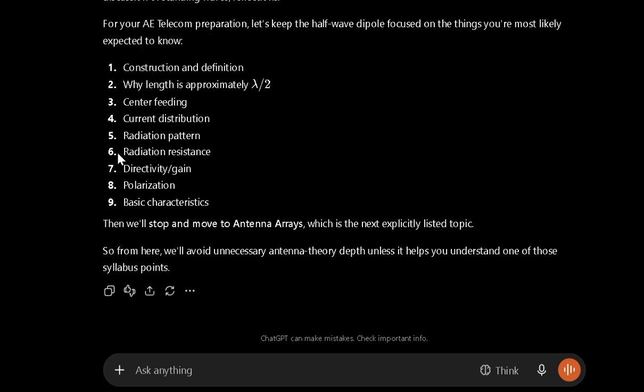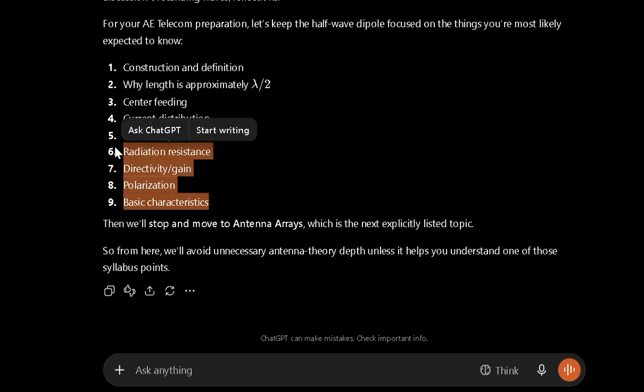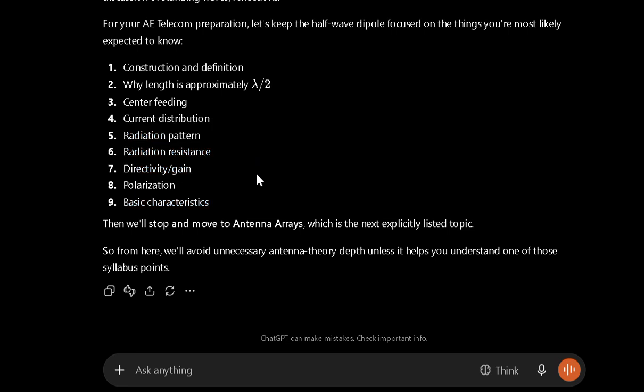We didn't discuss radiation resistance. We didn't discuss directivity or gain. I think I have given all this on my LinkedIn page. In a LinkedIn post I said what is gain and what is directivity, polarization. I have it all. Basic characteristics. I forget these different ones.